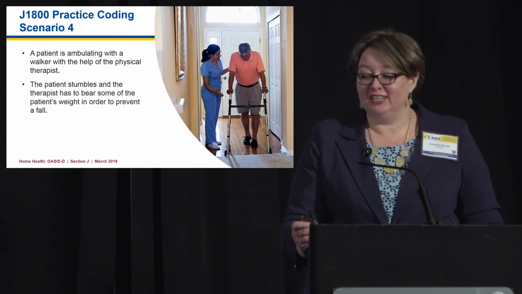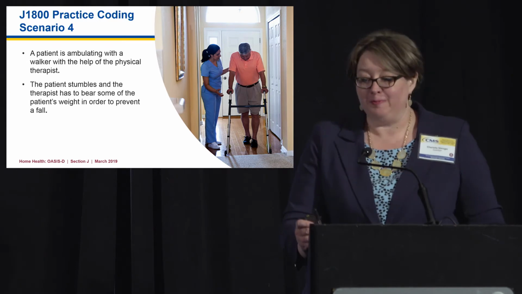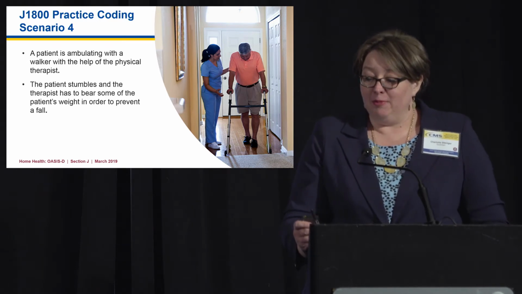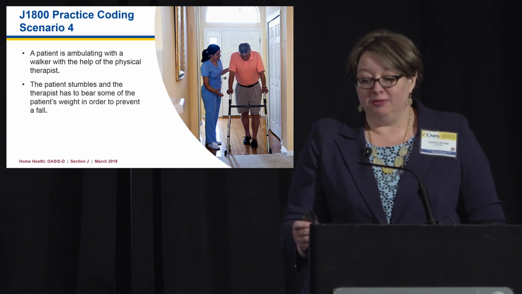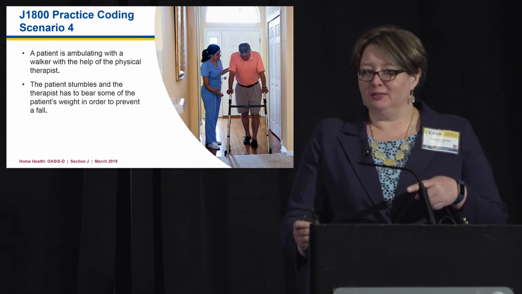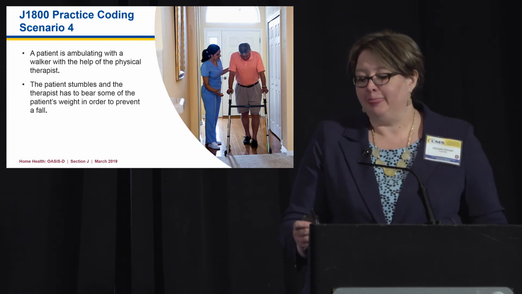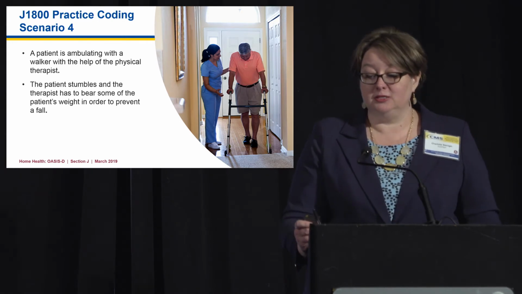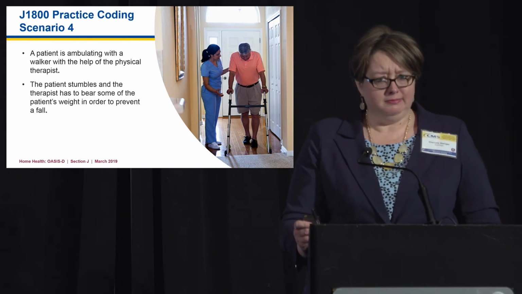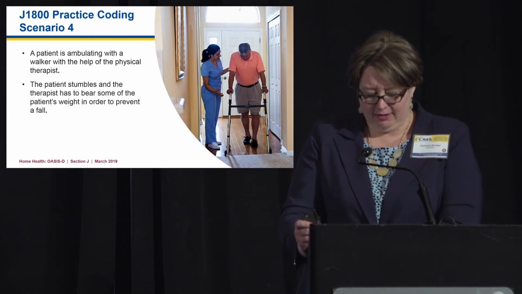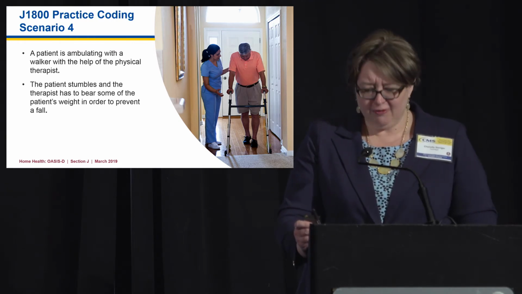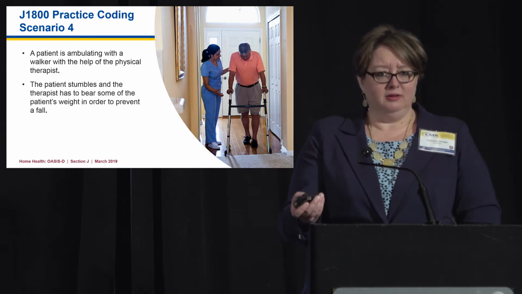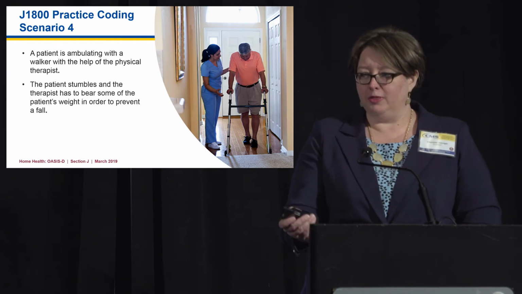So J1800 practice coding scenario number 4. A patient is ambulating with a walker with the help of a physical therapist. Sounds a little similar to the last one, right? Let's keep reading. The patient stumbles and the therapist has to bear some of the patient's weight in order to prevent a fall. Sounds a lot like that last scenario. So let's talk a little bit about this. First of all, this is pretty common, right? You guys have seen this, your therapists have reported things like this?